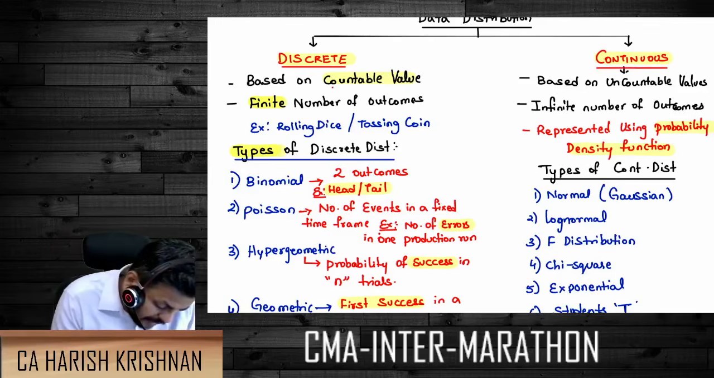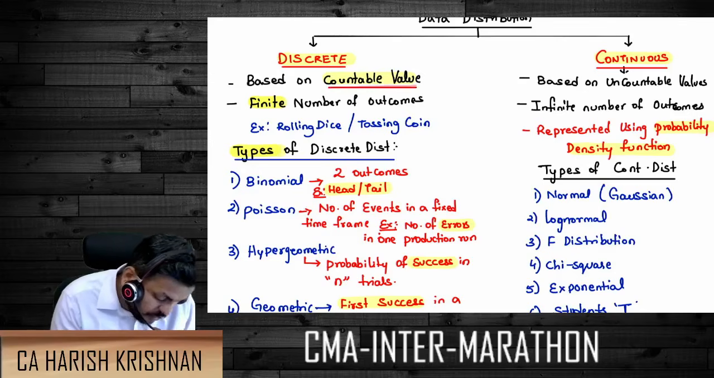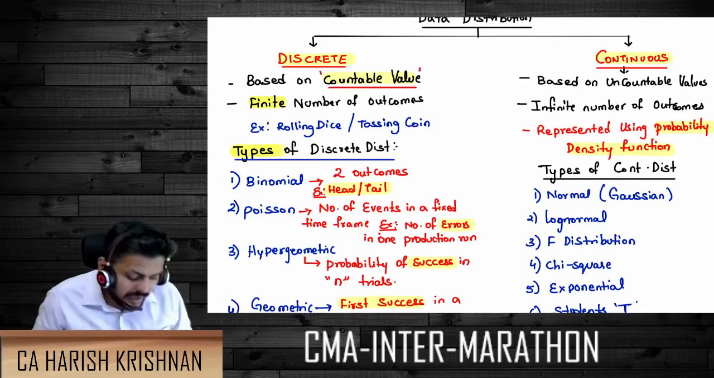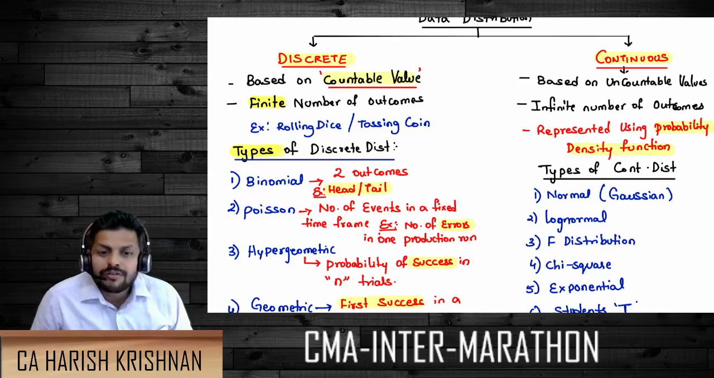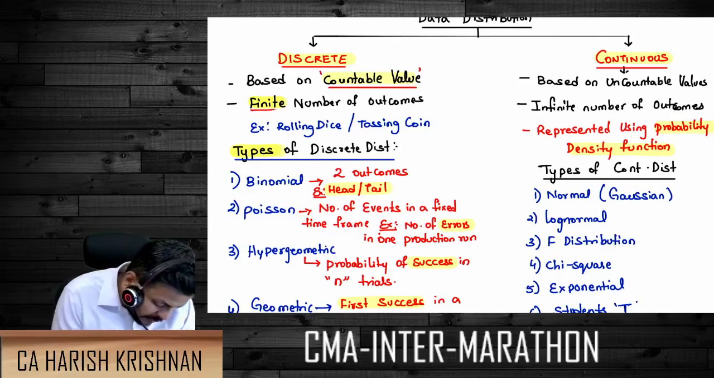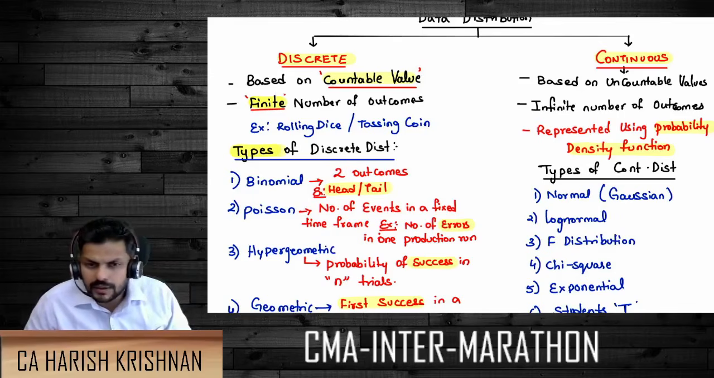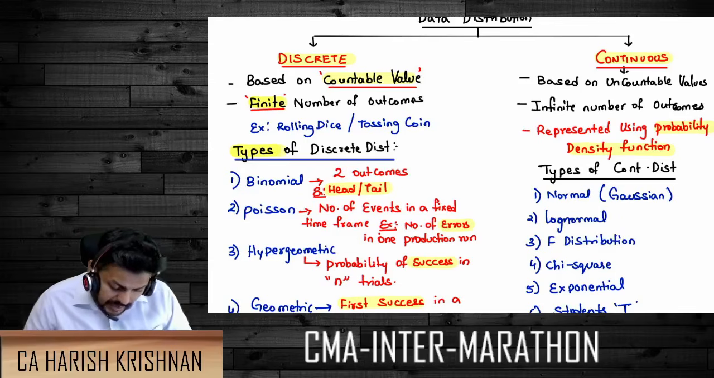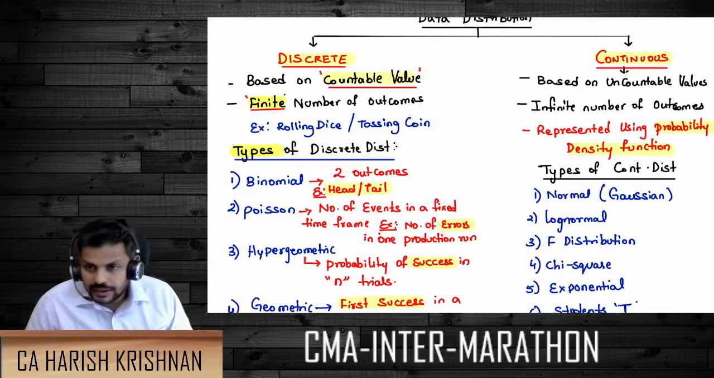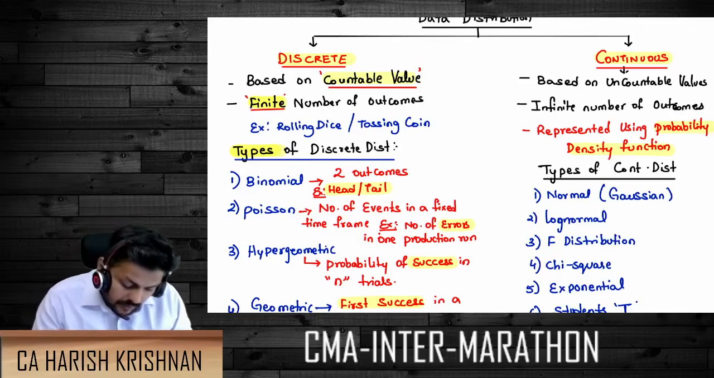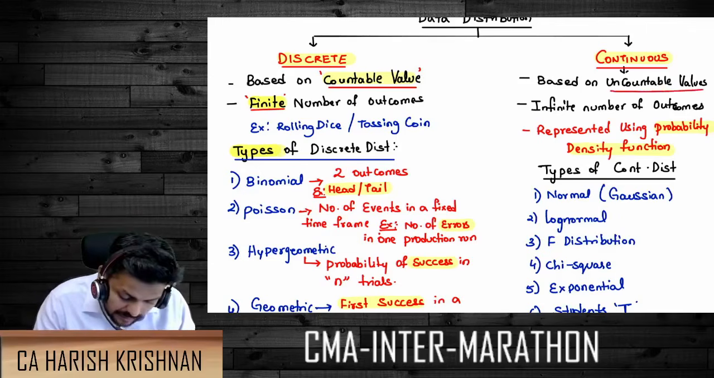Discrete distribution is based on countable value. Okay, based on countable value, which is all about finite number of outcomes. Finite number of outcomes. Okay, like rolling a dice and tossing a coin. No matter how well you roll the dice, only six numbers are there. So the outcomes are limited to six. Similarly, the other one, continuous distribution, is based on uncountable values.